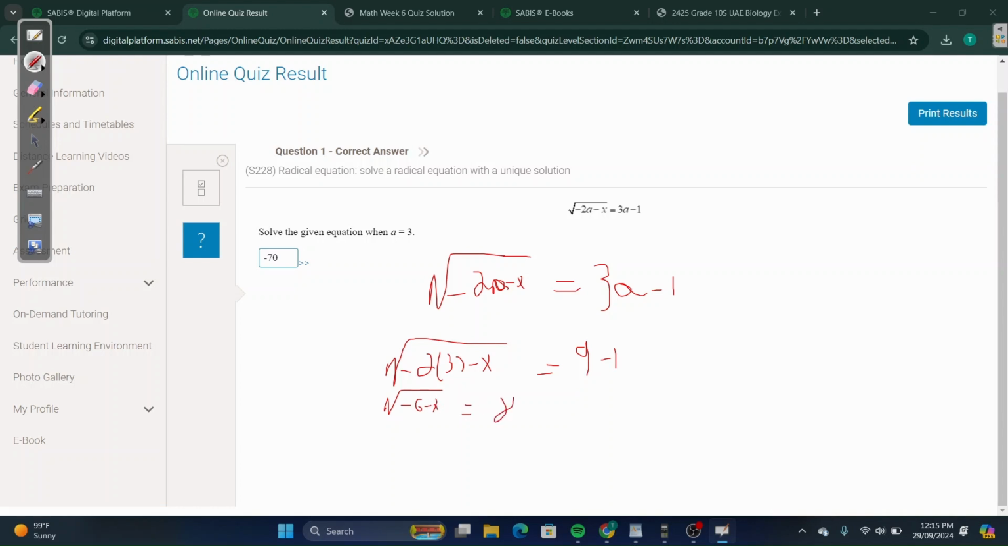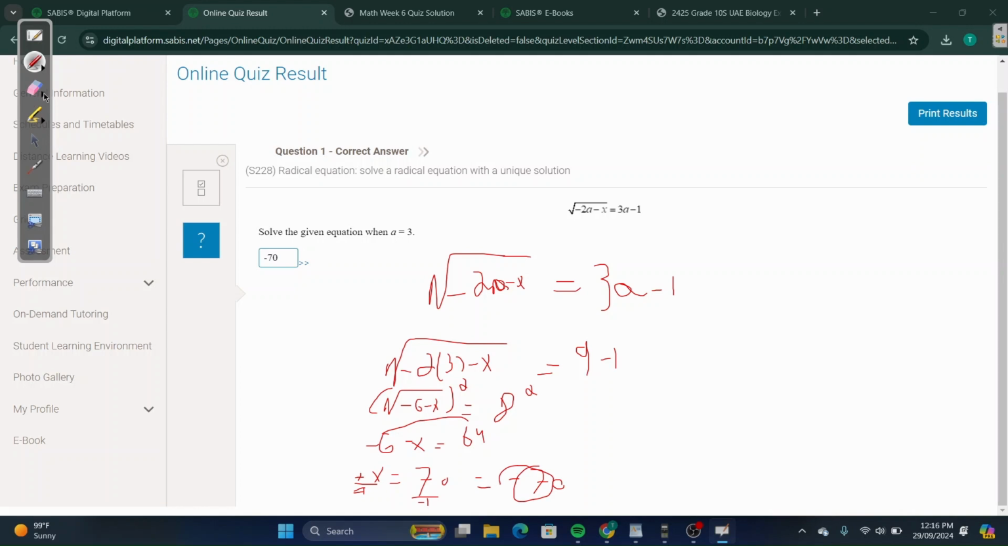equals 8. We're going to square both sides to get rid of the root. So square here and square it here. Negative 6 minus x equals 64. So you take negative 6 to the other side. Negative x becomes 64 plus 6, which is 70. Now to get rid of the negative, you're going to want to divide by negative 1. This negative cancels with this negative, and 70 divided by negative 1 equals negative 70. And negative 70 is our answer.